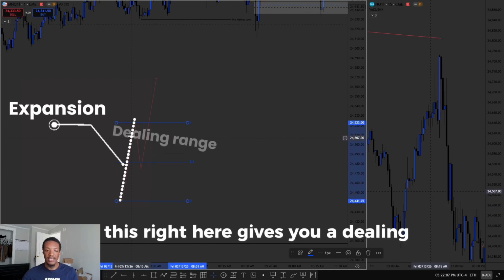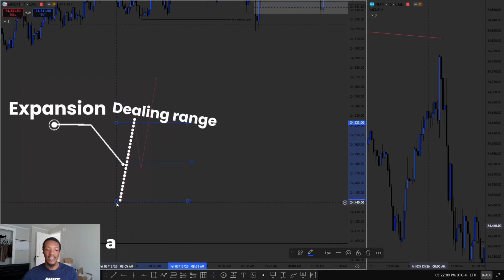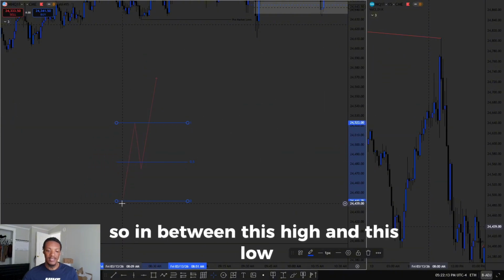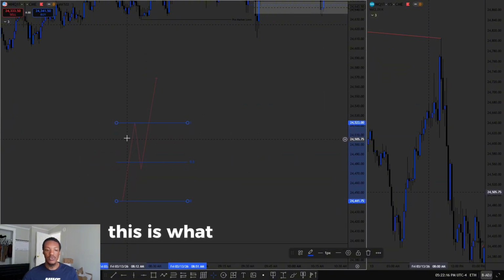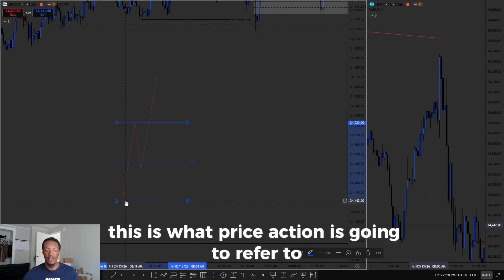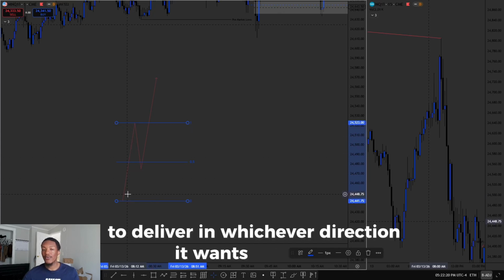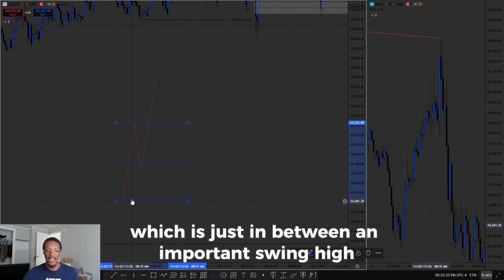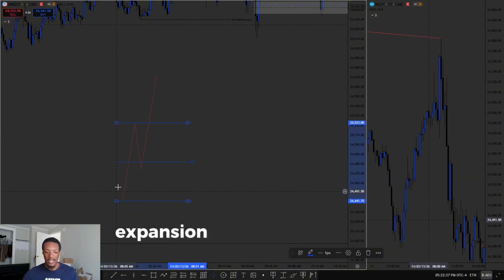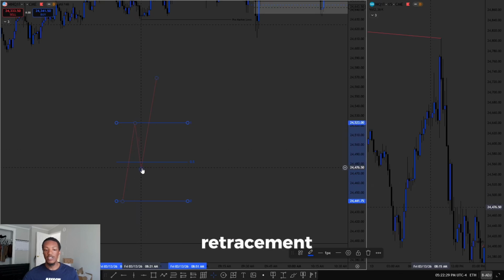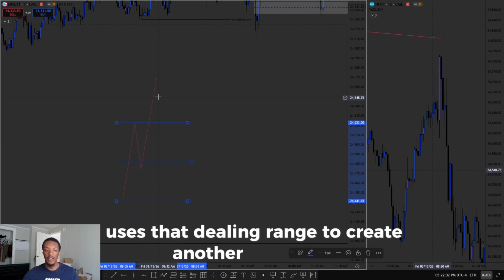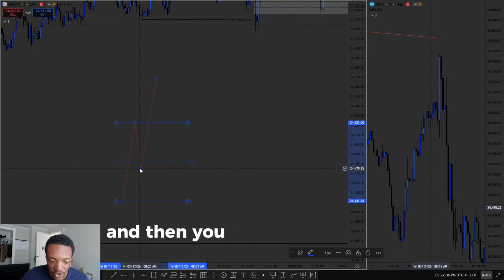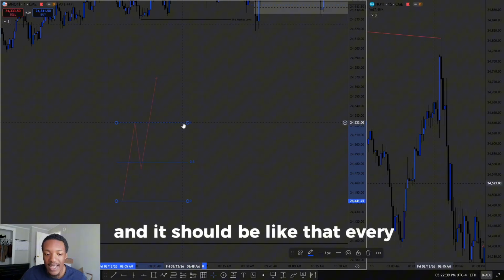This right here gives you a dealing range. A dealing range is just a point between a high and a low. So in between this high and this low here is your dealing range. This is what price action is going to refer to in order to deliver in whichever direction it wants to deliver. So here we have a dealing range, which is just in between an important swing high and an important swing low. Expansion creates that dealing range. Retracement uses that dealing range to create another expansion. And as you see here, expansion, retrace below the 50%, and then you should get another expansion. And it should be like that every single time.